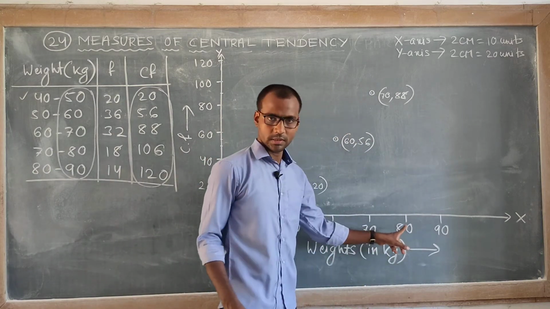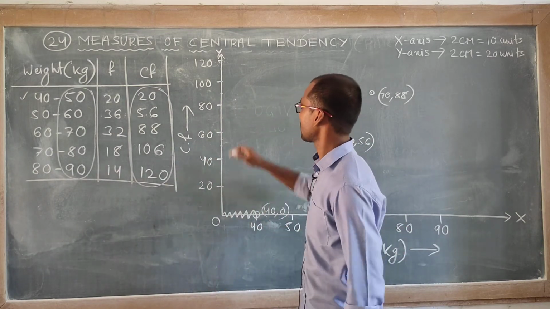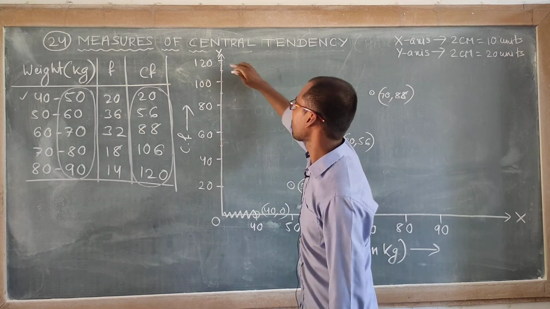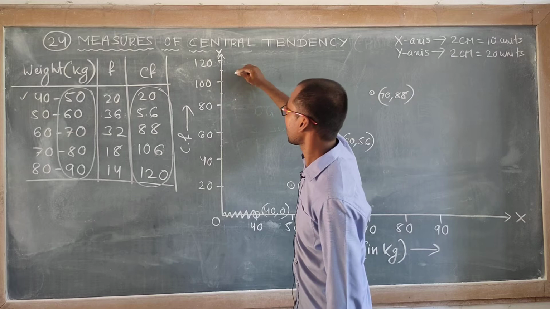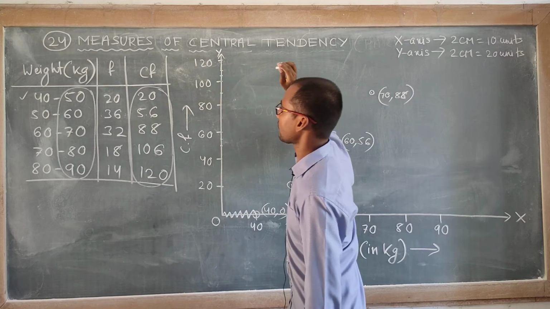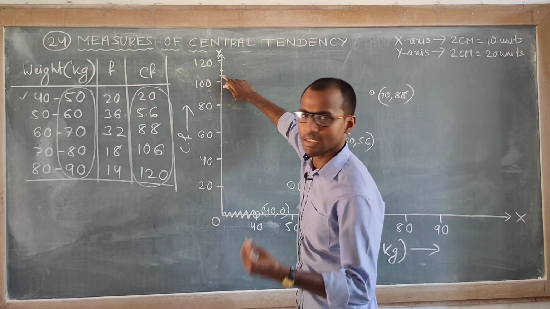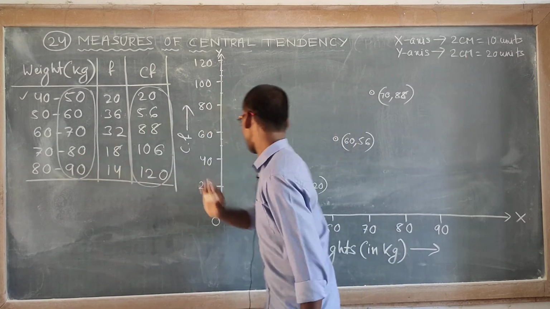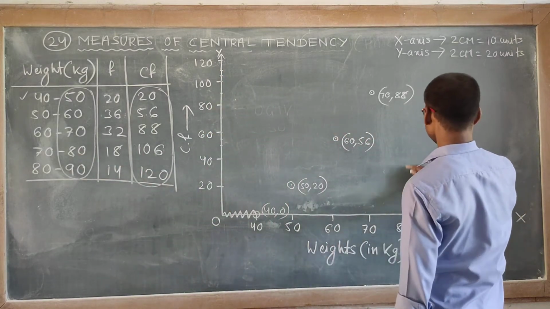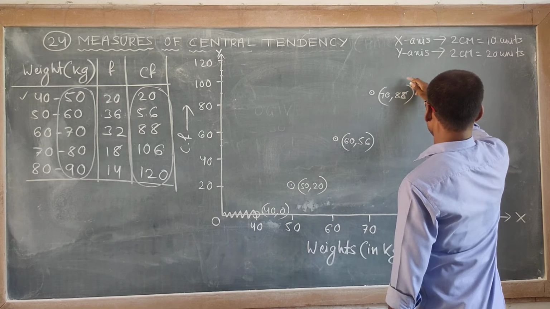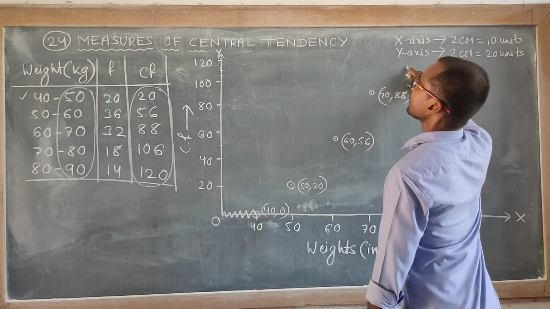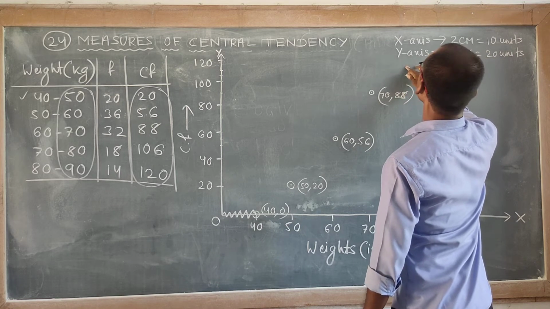80 is very easy. 80 is there. Let us look at 106. This is 100, this is 110, 120. 100 to 120 means this is 110. This is 105. So 106 will be just above it. Okay. So let us look at 80, 106.